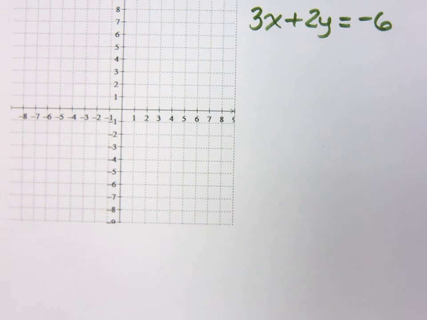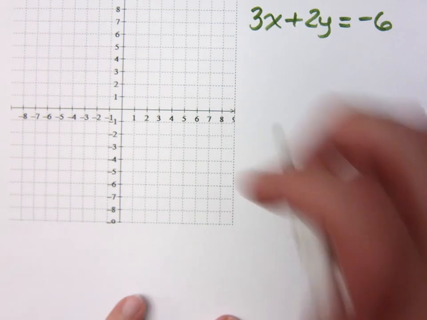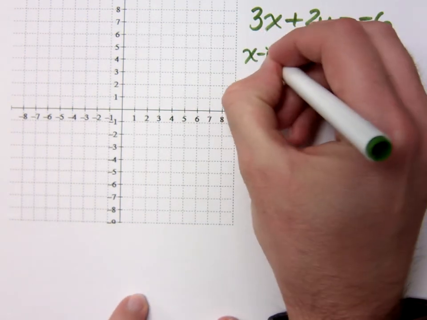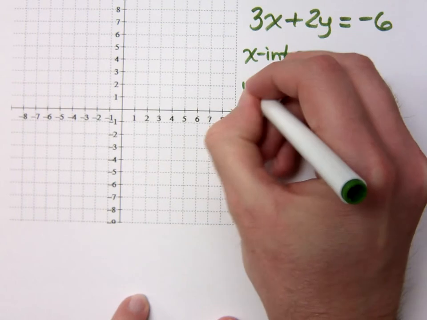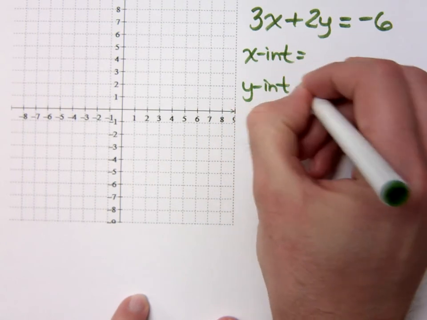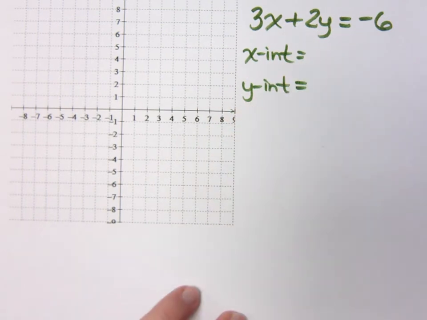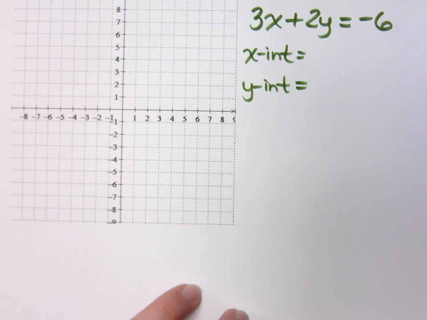Let's look at the equation 3x plus 2y equals negative 6. What I want us to do here is identify the x-intercept and the y-intercept in the graph. Because what is the minimum number of points it takes to graph a line, or to determine a line? 2.